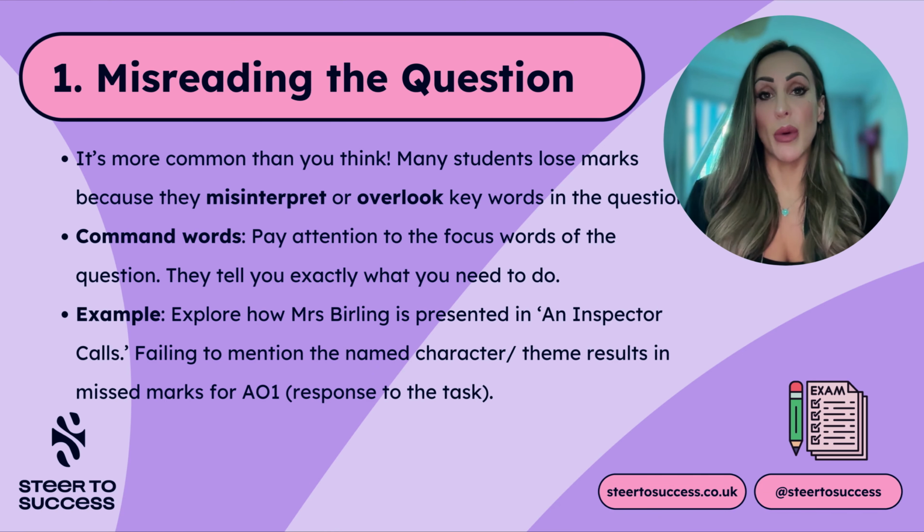I know you hear people talk about this all the time, but look for those command words first of all and make sure you are clear on the theme or character or focus of the question before you start planning, because they are going to tell you exactly what you need to do. So as an example, in the 2024 summer exam series, the question was about Mrs. Burling, and many students answered on Mr. Burling, and how Mr. Burling was presented in Spectacles rather than Mrs. Burling. And failing to mention the named character or theme results in missed marks for AO1, that is response to task.